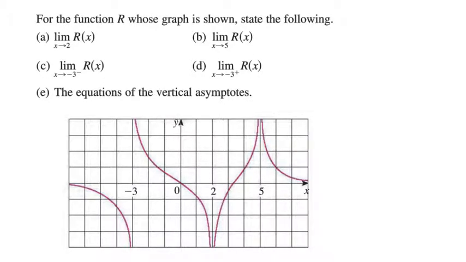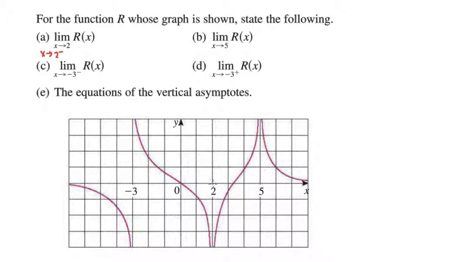For this question, we are given a graph for the function r, and then we're going to determine the following. So for the first one, we have the limit as x approaching 2, and notice that there's no plus or minus, so technically we have to check both directions. So let's look at x approaching 2 minus first.